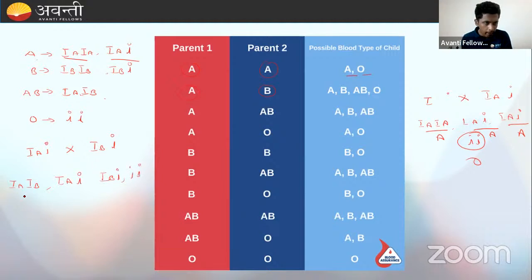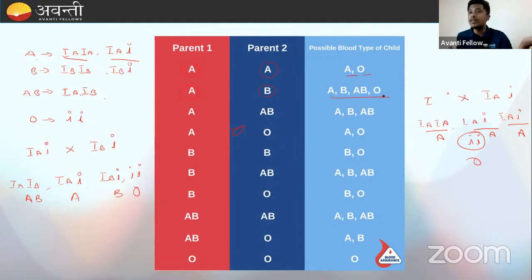So you can see here, IA and IB will give rise to AB. I have AB blood group here, A blood group here, B blood group here, and O blood group here. Bingo. So we have all the blood groups that are given here. I have solved 2, students. So go and solve all of this.